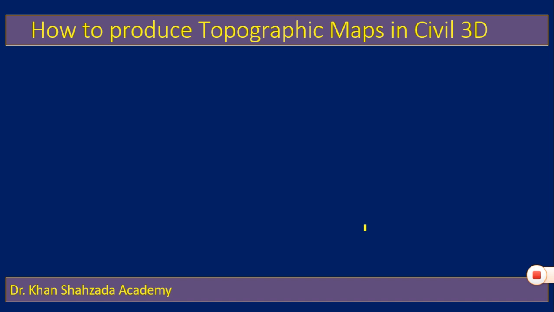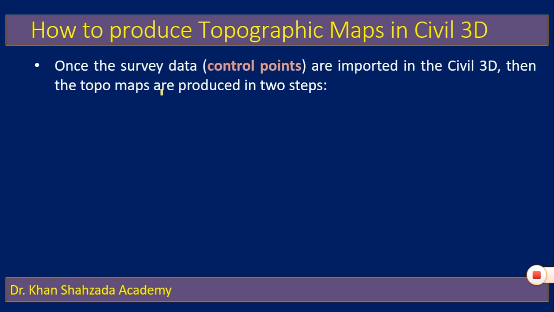Now I'm coming towards the procedure of how to produce topographic maps in Civil 3D. Once the survey data, which is control points, are imported in Civil 3D, then the topo maps are produced in two steps. Control points mean those points whose three coordinates, like x, y, and z coordinates, are known.